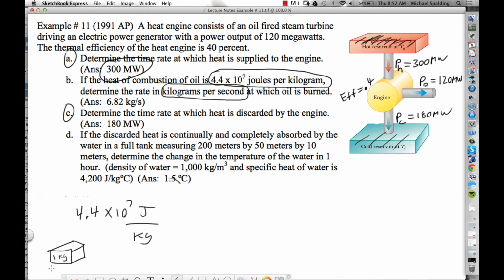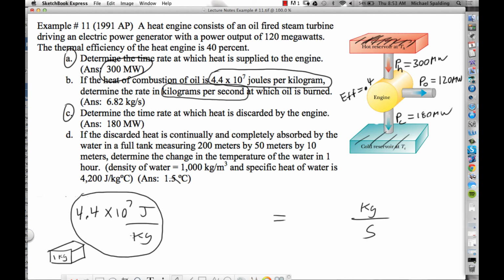How much energy can you get from that 1 kilogram of oil? 4.4 times 10 to the 7 joules. What they want us to figure out is how quickly the oil is being burned in kilograms per second. We want the answer to come out in kilograms per second. We'll take a look at the info they gave us: 4.4 times 10 to the 7 joules per kilogram.